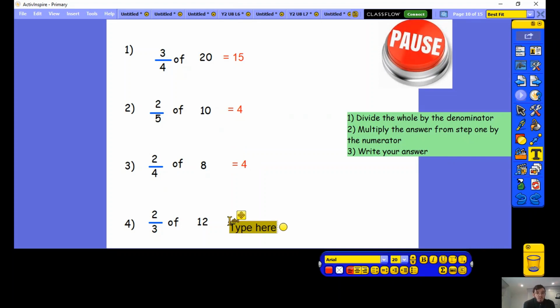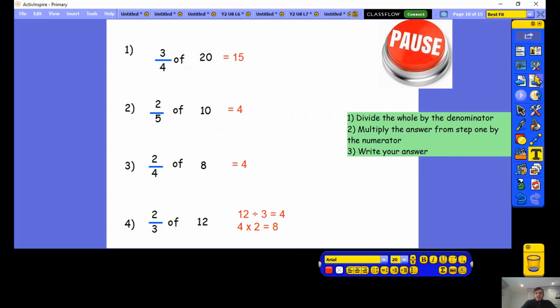Last question. What was 2/3 of 12? Well, we need to do the whole, which is 12, and we need to divide that by the denominator, which is 3. 12 divided by 3 equals 4. And then step 2, we had to do the answer from step 1, which I just wrote was 4, times the numerator, which was 2, which equals 8. Therefore, 2/3 of 12 is 8. Really, really well done if you were able to get all those correct.